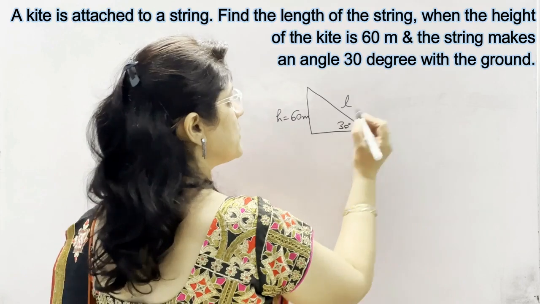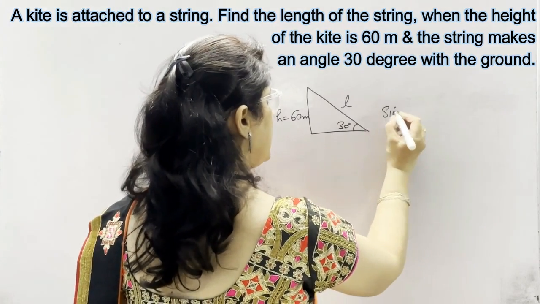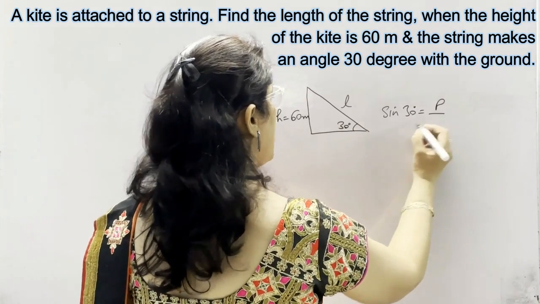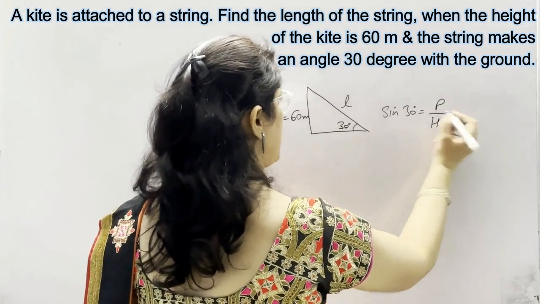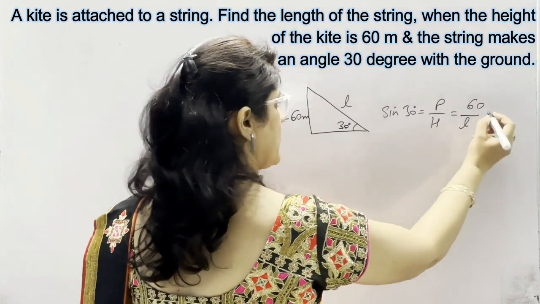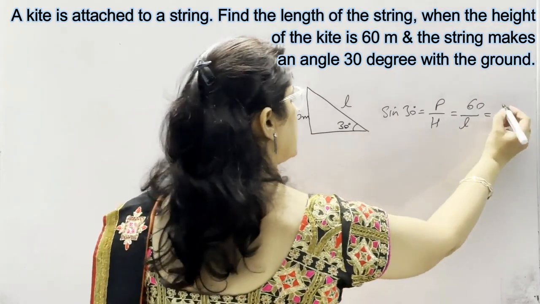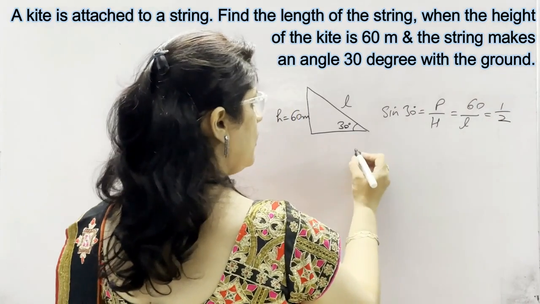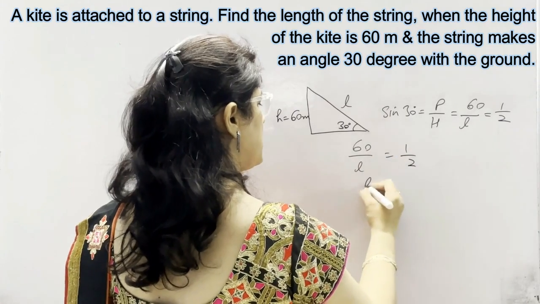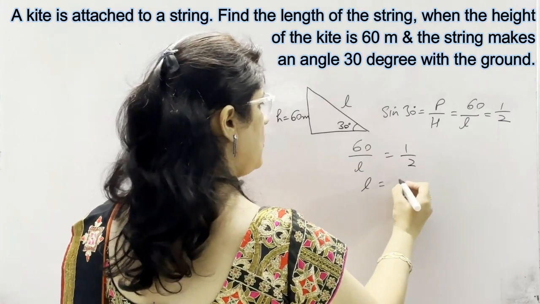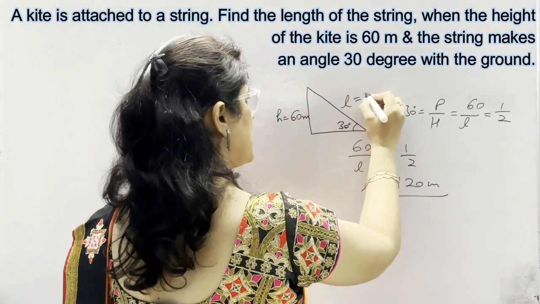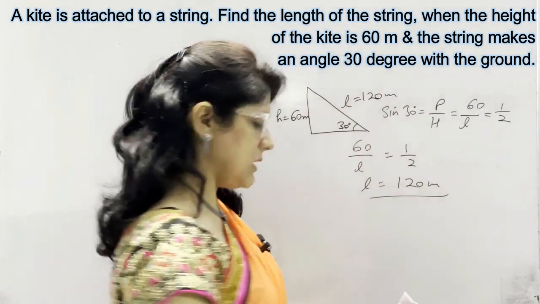So I am going to use here sin theta. Sin theta is given as 30 degree. Sin 30 is equal to P upon H, perpendicular upon hypotenuse. Perpendicular is given as 60 and hypotenuse L we need to calculate. And what is the value of sin 30? It is 1 upon 2. So 60 upon L is equal to 1 upon 2, cross multiplying, L is equal to 60 into 2, 120 meter. So the length of the string is 120 meter.